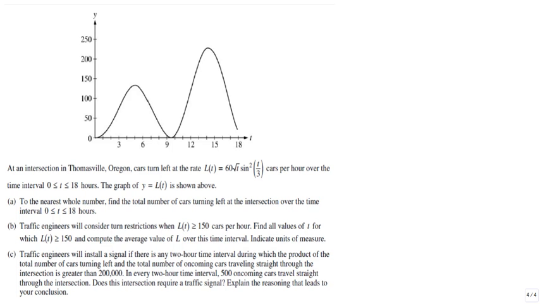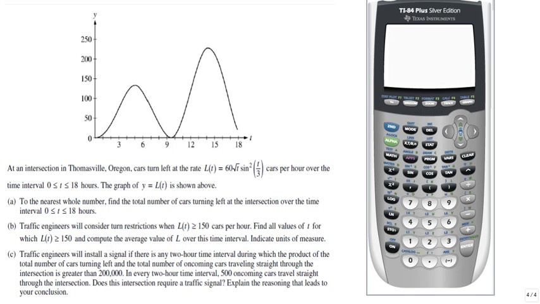So for A, to the nearest whole number, find the total number of cars turning left at the intersection over the time interval. So I'm going to go to my graphing calculator and I'm going to put this function L of t in. Okay, so I have that there.